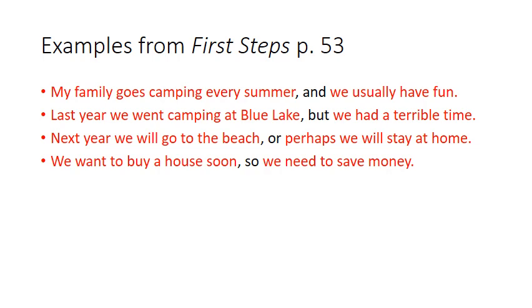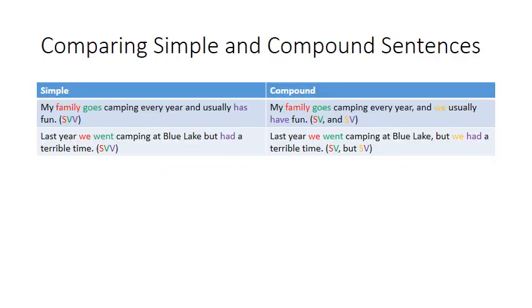The thing to keep in mind here, when we're looking for compound sentences, you'll notice that in all of these ones, you have a comma after the first simple sentence, and then you have either and, but, or so. So let's look at these sentences and compare simple to compound.